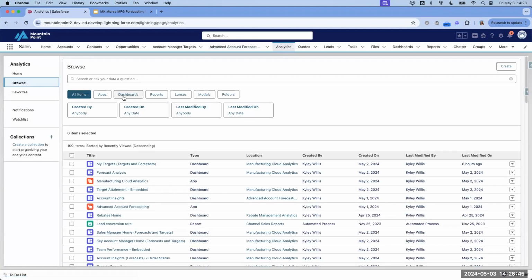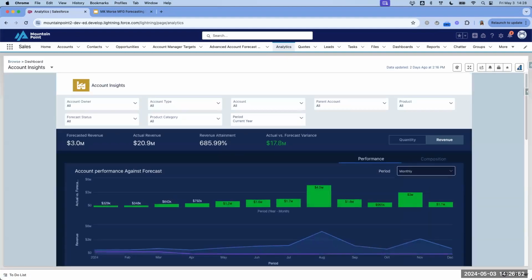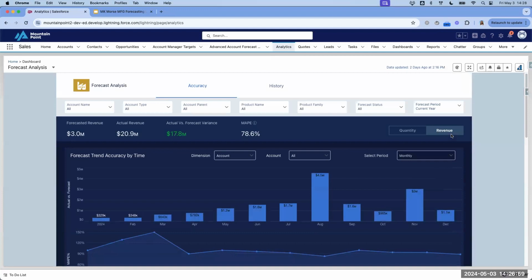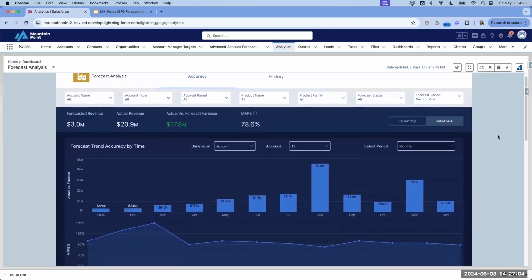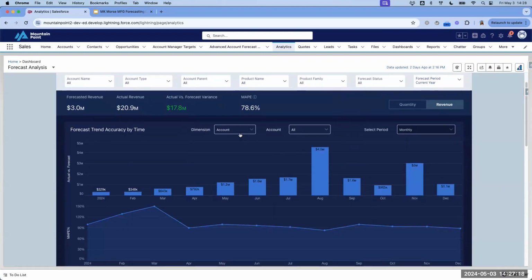So we're going to go browse. Okay, so I'm going to start first with our forecast analysis dashboard. So here we're looking at just the current forecast set that's been configured. So here we're looking at our actuals versus forecast from, let's see, here's from period 1 of 2024, down through this year.